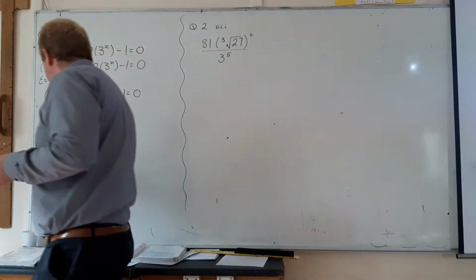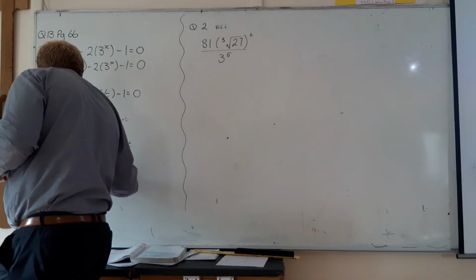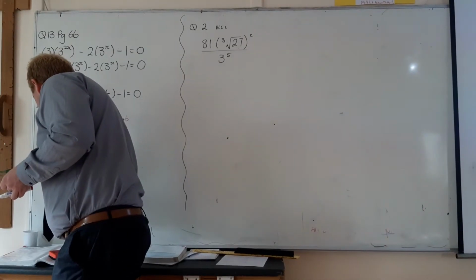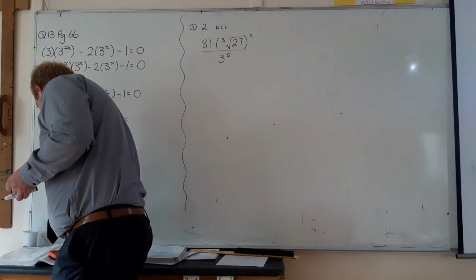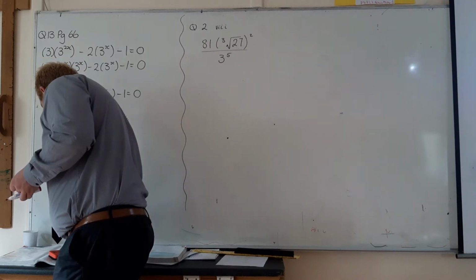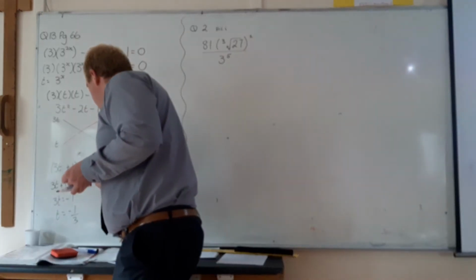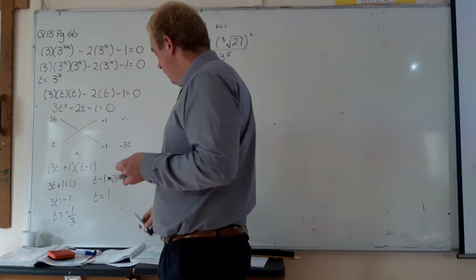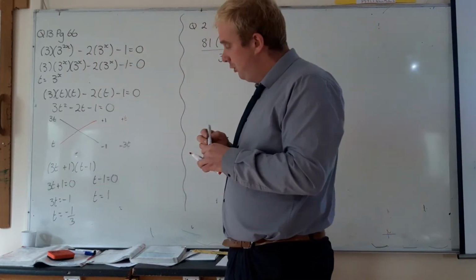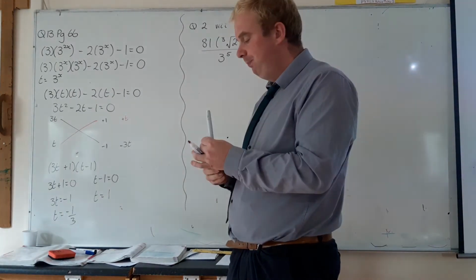So the factors are (3t plus 1) by (t minus 1), and then solving, we have 3t plus 1 equals 0, so 3t equals -1, so t equals -1 over 3. On the other side, we have t minus 1 equals 0, which means t equals 1. Now, what's important here is to remember that you're not solving for t, you're solving for x.